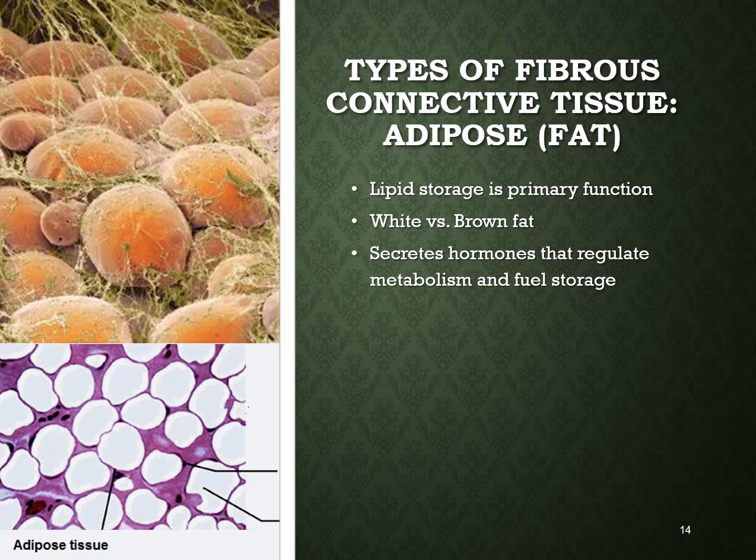I like to think of adipose tissue or fat tissue as little storage units for energy. The job of adipose tissue is to store lipids such as triglyceride fats, and there are two different types, white fat and brown fat. White fat is known for its very shiny appearance because of the triglycerides that are stored there. Brown fat is actually used when the body is cold to produce heat. Adipose tissue also secretes hormones that regulate metabolism and fuel storage.